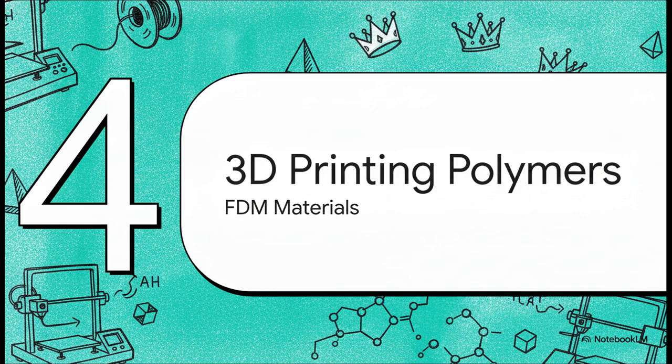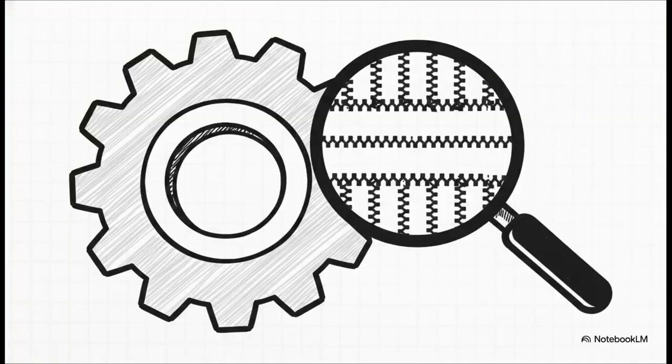On to Section 4, 3D printing polymers. Let's apply all these physics directly to additive manufacturing and look at the 3 undisputed heavyweights of FDM printing. First up is the absolute powerhouse, nylon 6,6. It's synthesized through a condensation reaction between hexamethylene diamine and adipic acid.